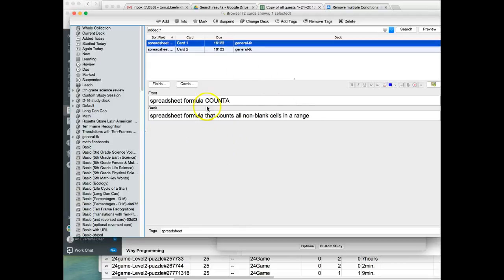So in order to do this, take a screenshot of the note that you made and put it into Anki for COUNTA.